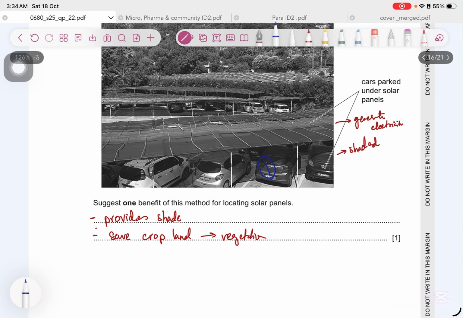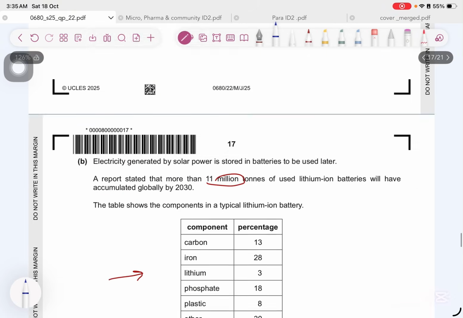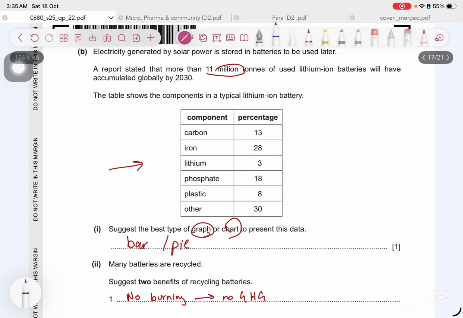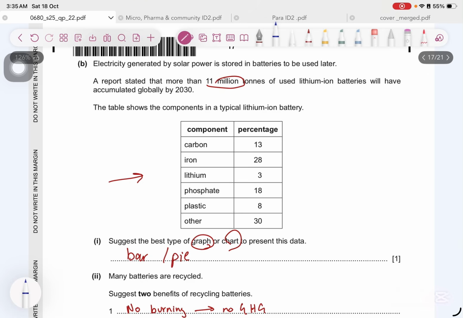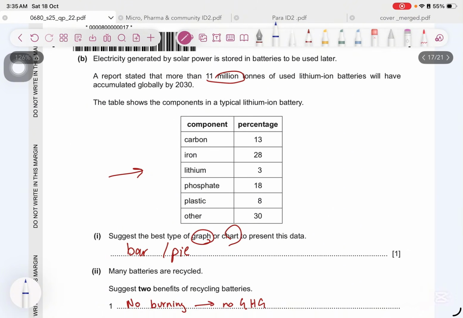So just one benefit of this method, we just said that. Electricity generated by solar power is stored in batteries to be used later. A report stated that more than 11 million tons of used lithium-ion batteries will have accumulated globally by 2030.